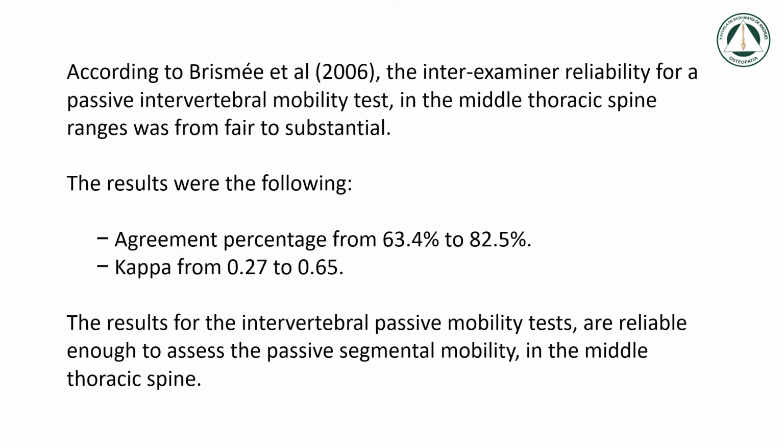According to Brismy et al. 2006, the inter-examiner reliability for a passive intervertebral mobility test in the middle thoracic spine ranges from fair to substantial. The results were the following. Agreement percentage from 63.4% to 82.5%. Kappa from 0.27 to 0.65. The results for the intervertebral passive mobility tests are reliable enough to assess the passive segmental mobility in the middle thoracic spine.